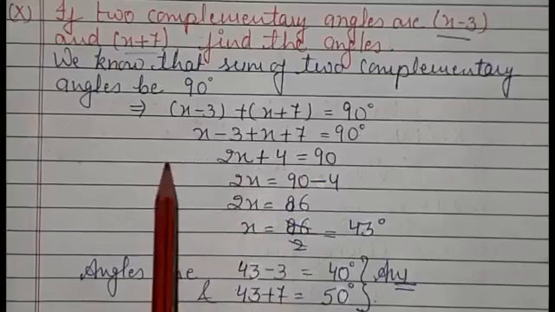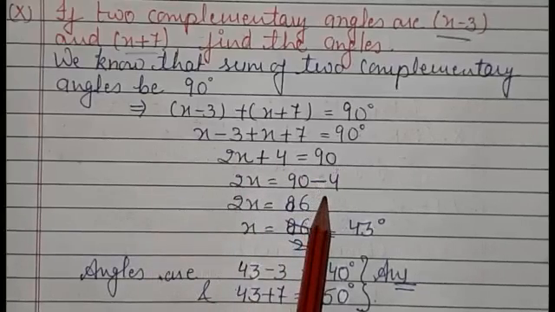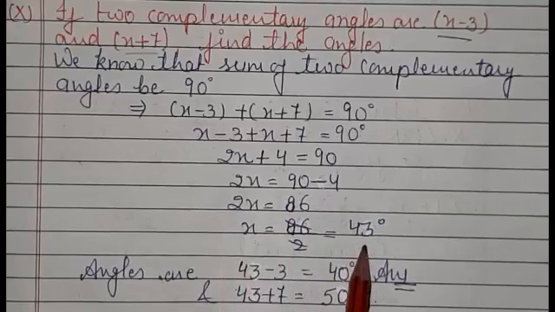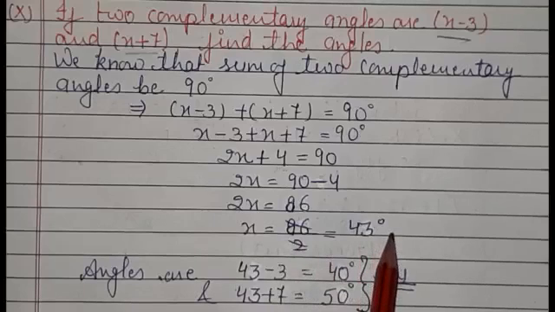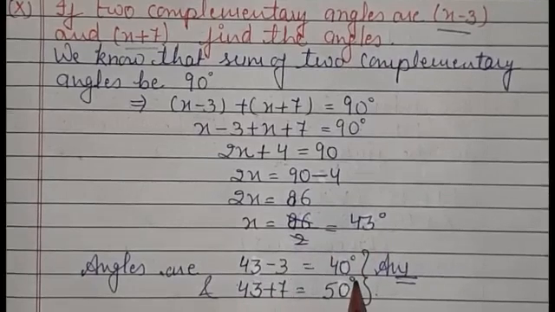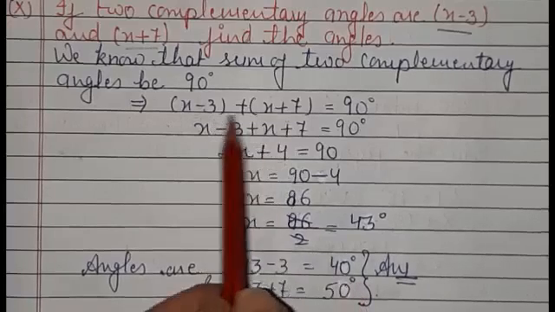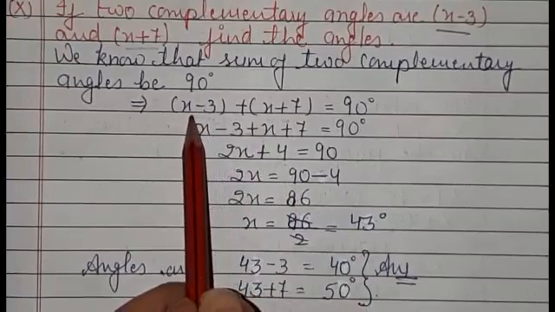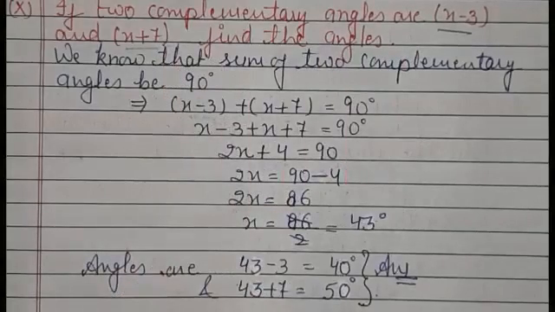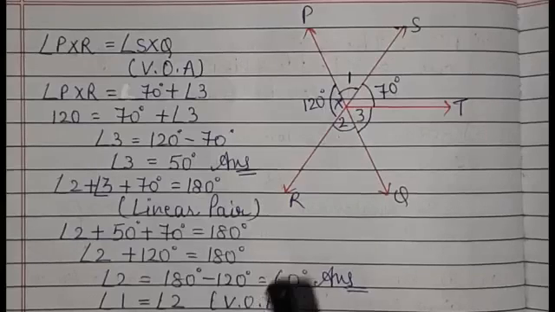2x plus 4 is equal to 90. Transpose 4 from the left hand side to the right hand side. We have to subtract. 90 minus 4 is 86. 2x is equal to 86 and x is equal to, when we solve, 43 degrees. Right? So the angles are 43 minus 3, 40 degrees, and 43 plus 7, 50 degrees. Right? We have to put the value of x in these two angles, then we will calculate their values. Right?